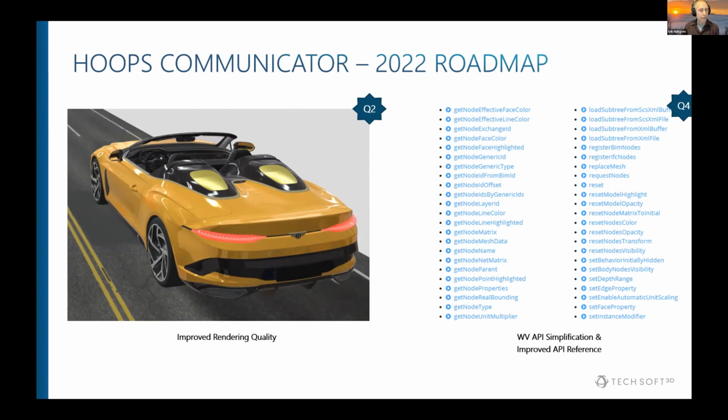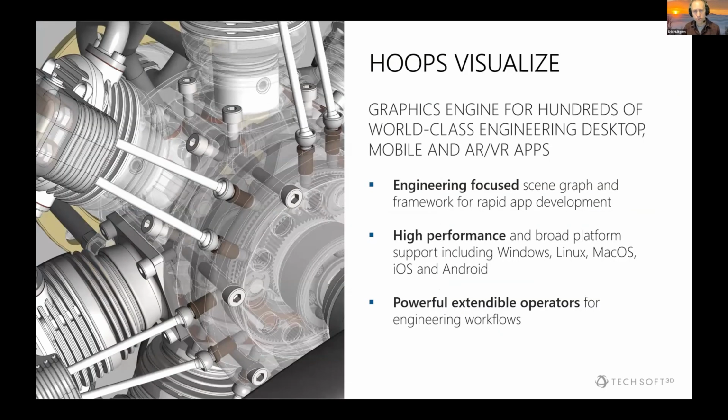Okay, so that is Communicator, what we did and what we are doing this year. We're going to shift over to Visualize, and Visualize is our longstanding Hoops product. Right? It was the original Hoops product over 20 years ago, and it is our graphics toolkit for engineering applications and for native platforms, and that can be Windows, Mac, Linux. It can also be mobile hardware, Android, iOS, and even some AR and VR devices.